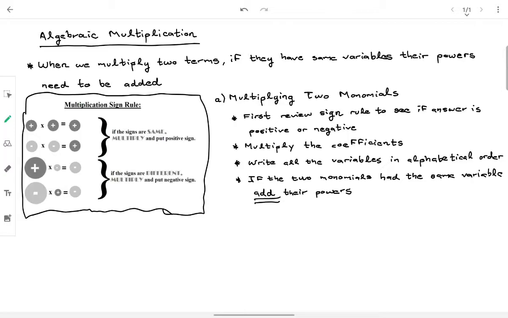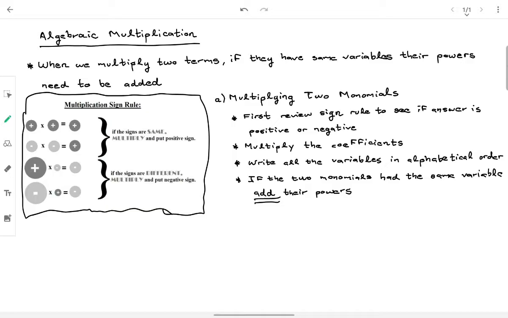If we multiply positive and positive, we will get a positive one. Negative and negative, it will be a positive one. Positive and negative, it will be a negative one. Negative and positive, it will be a negative. So that is the first thing we need to review, to see if our answer is going to be positive or negative.